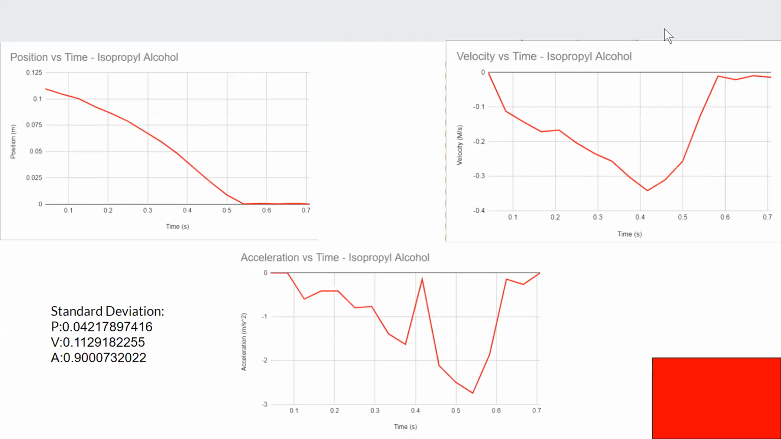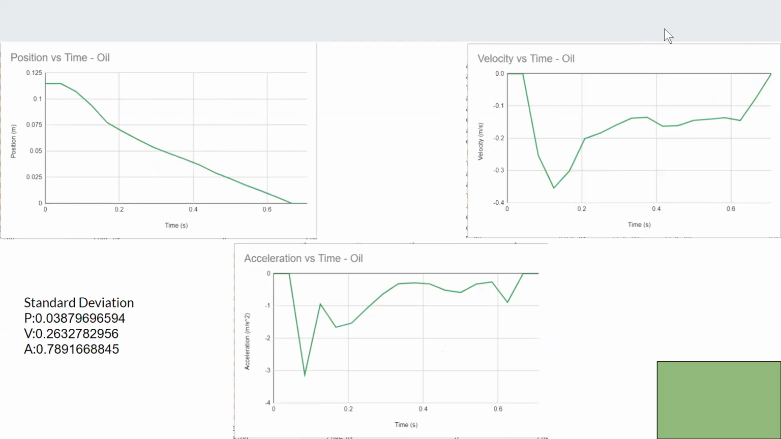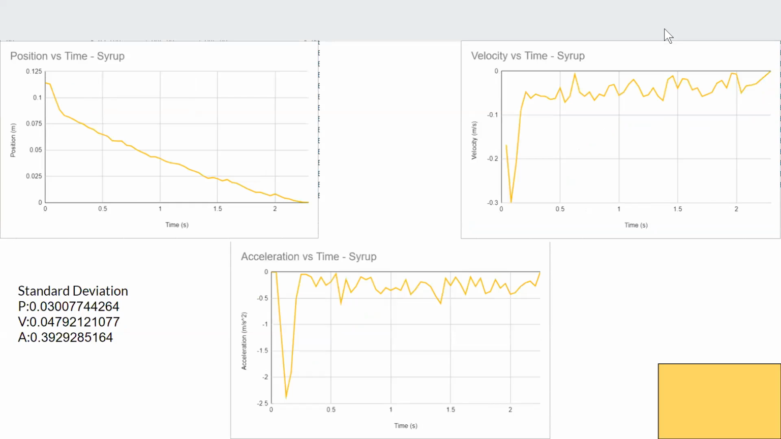For isopropyl alcohol, our standard deviations for position were 0.042, for velocity was 0.112, for acceleration it was 0.900. For oil, our position standard deviation was 0.038, for velocity it was 0.263, and for acceleration it was 0.789. And lastly, for syrup, our standard deviations for position were 0.030, for velocity 0.047, for acceleration 0.392.